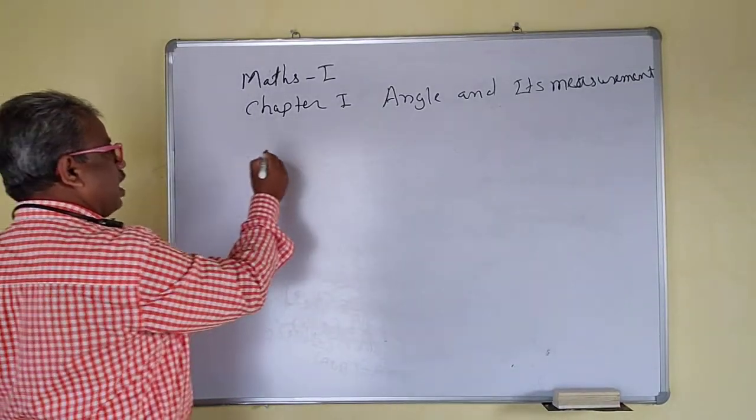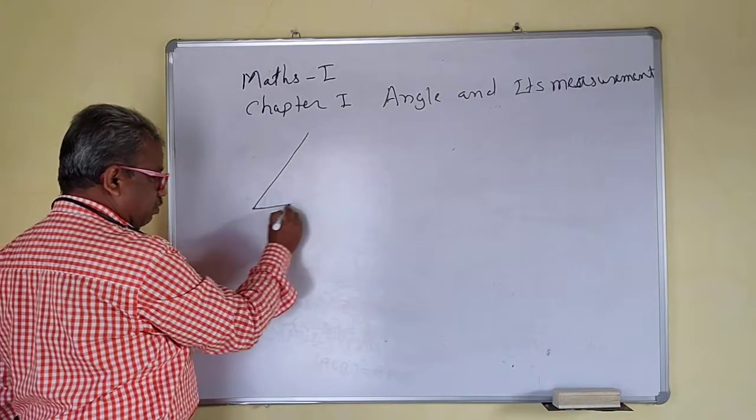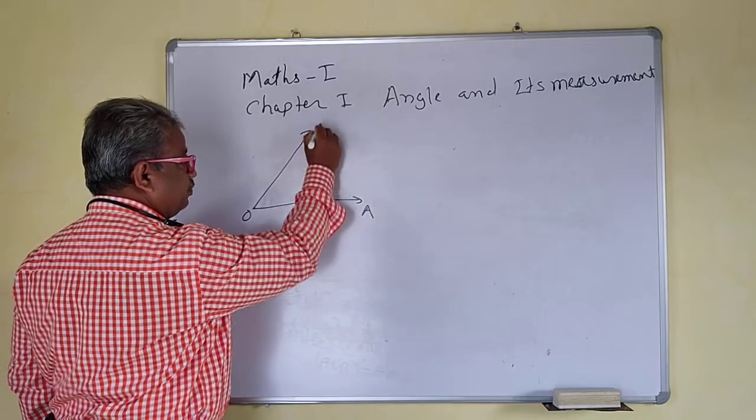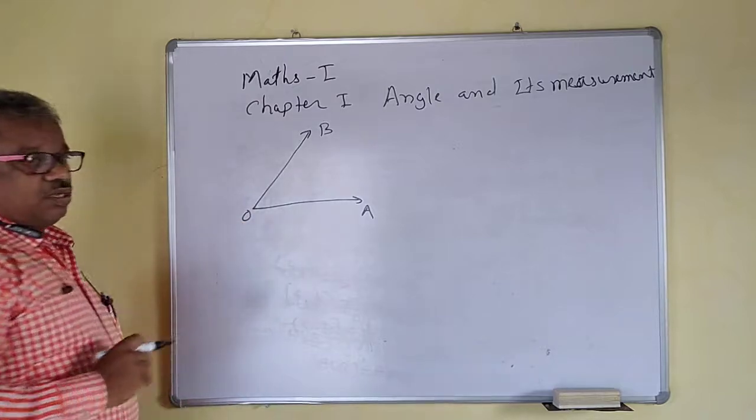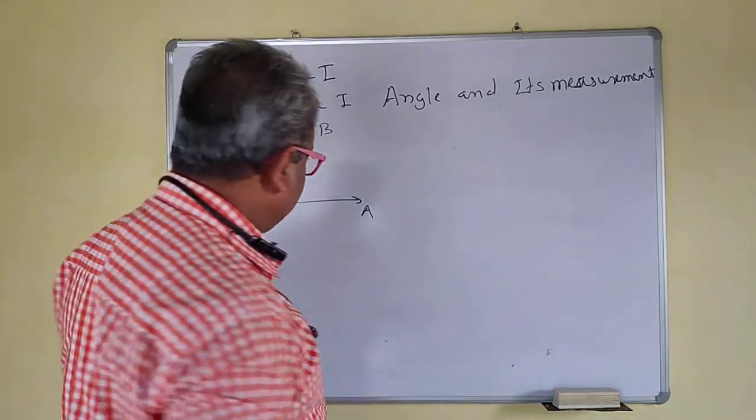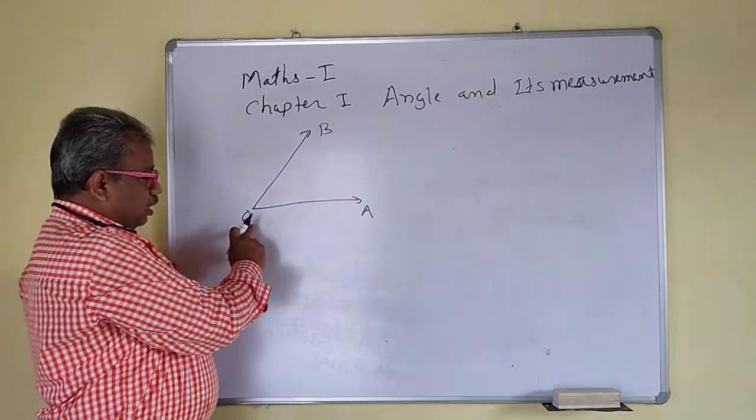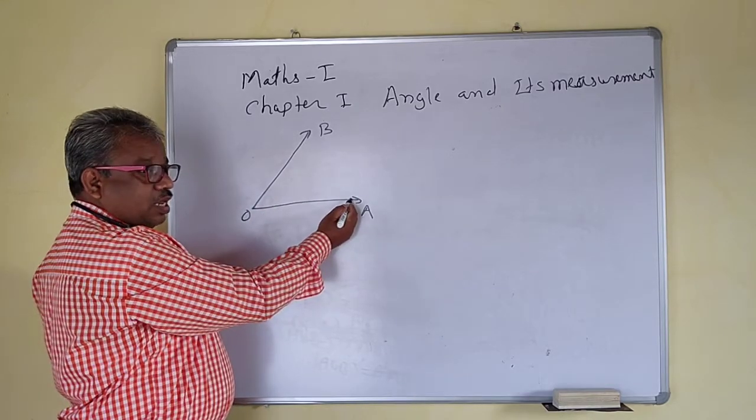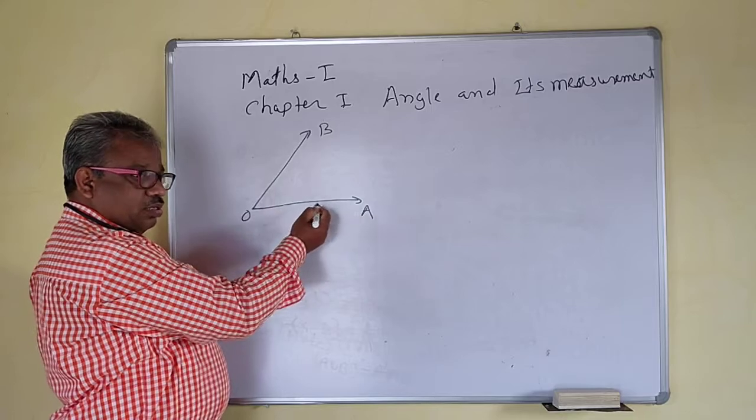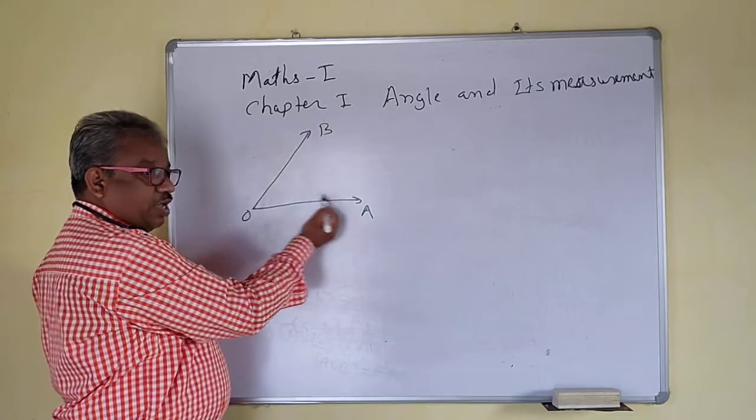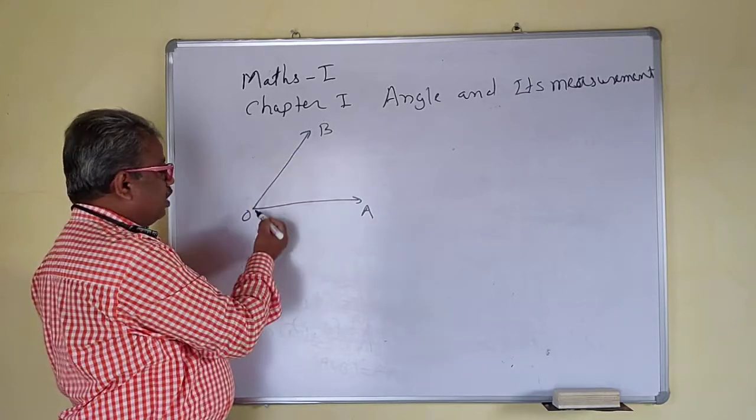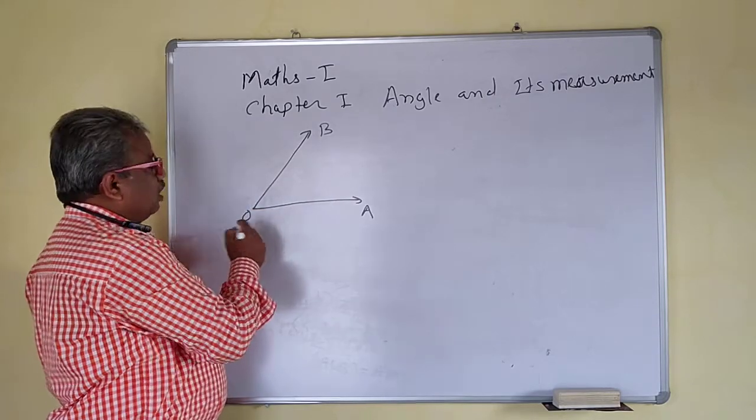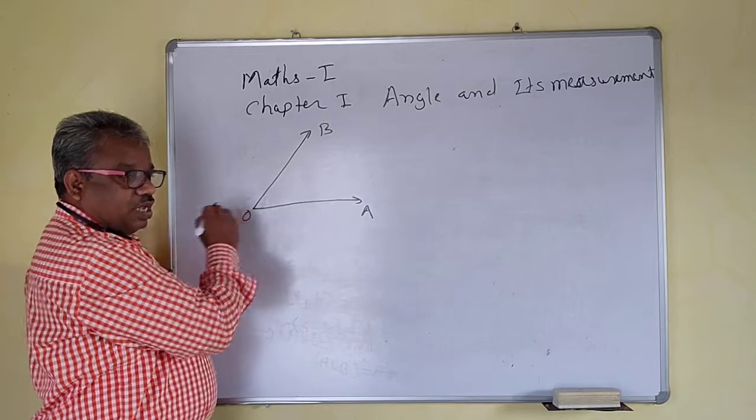So first, what is meant by angle? Angle is nothing but the union of two rays which have a common initial point. This is the angle. This is the union of two rays, OA and OB, and which has O as the common initial point. And this is called the vertex of the angle.